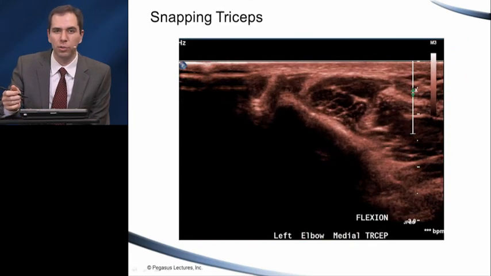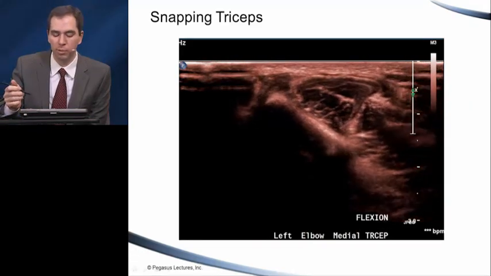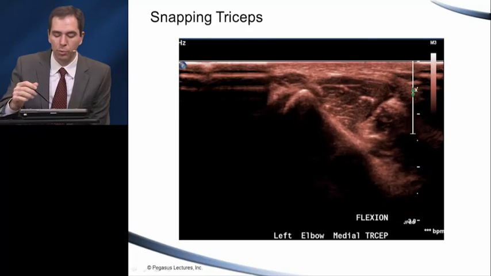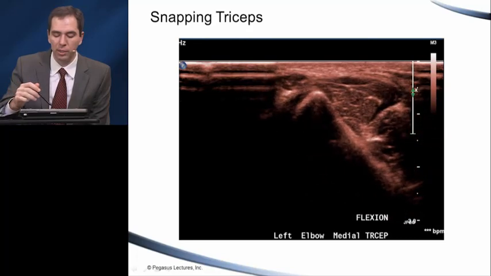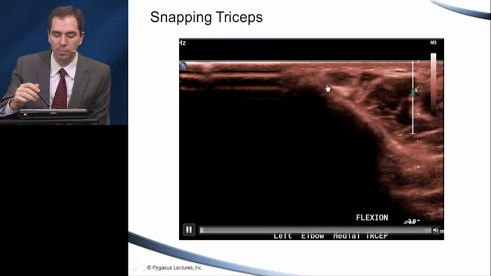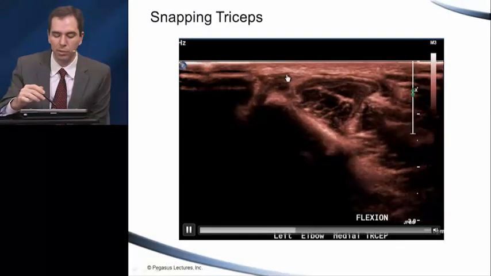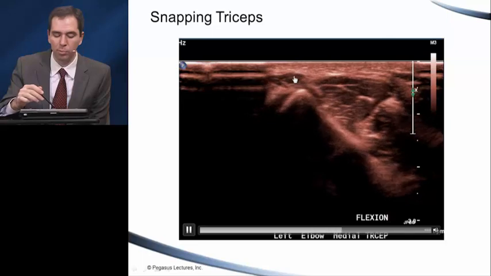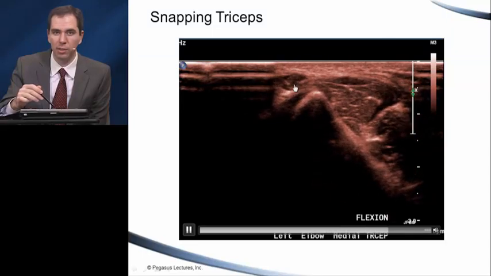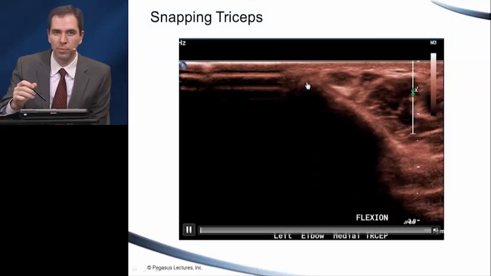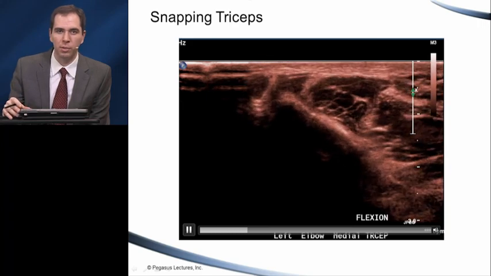So this video shows what happens in snapping triceps. What we have first, I'll let it replay, then we can take a look at it. First the ulnar nerve dislocates, and then the medial triceps gradually subluxates over the medial epicondyle with further flexion. So that's snapping triceps syndrome.